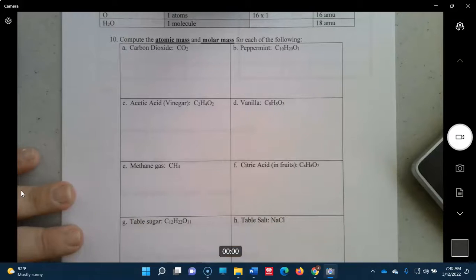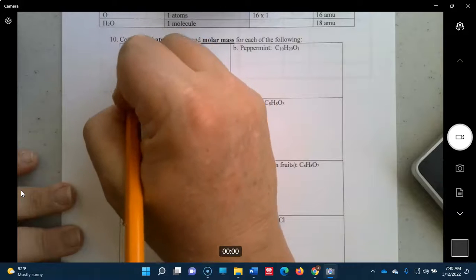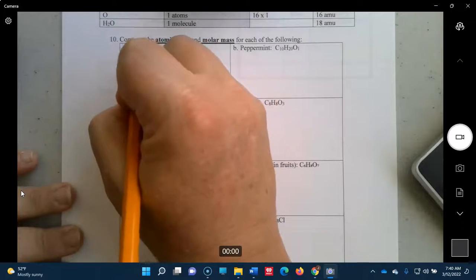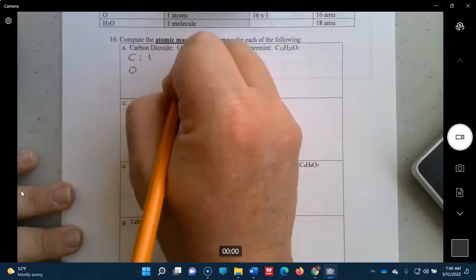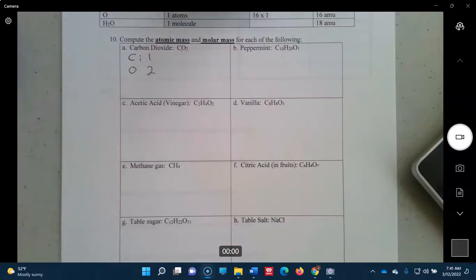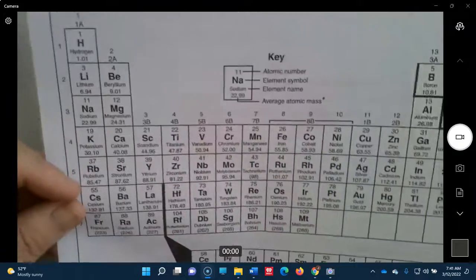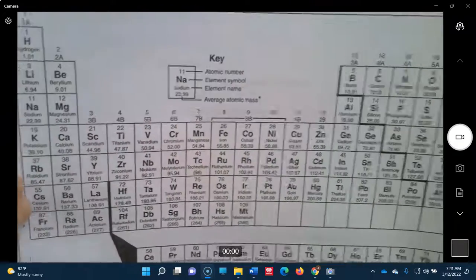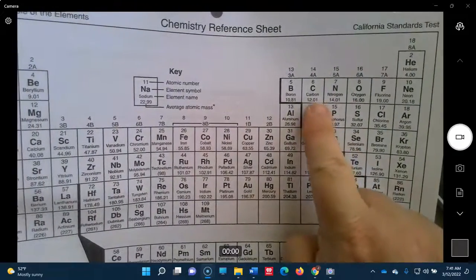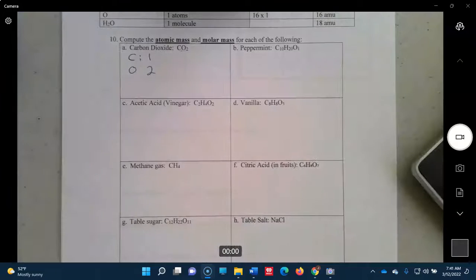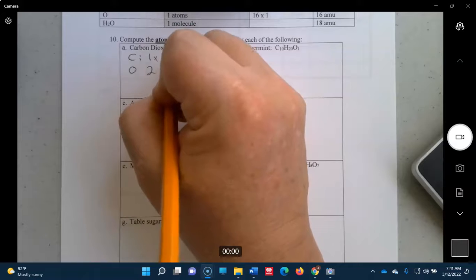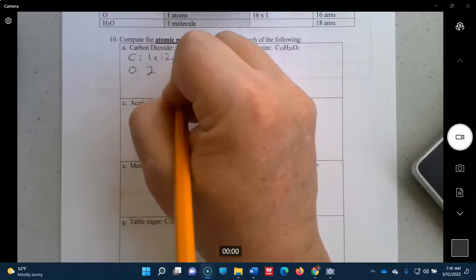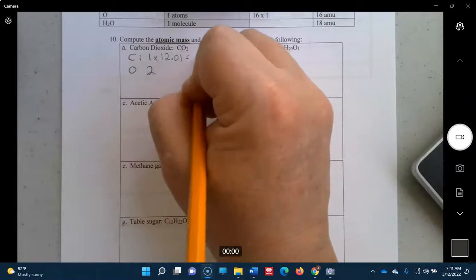The way you do this, just do it in a very organized fashion. You have carbon, oxygen, you have 1 carbon. If there's no subscript, it means there's 1. And you have 2 oxygen atoms. Okay, so now you bring in a periodic table. You have to have a periodic table. Again, pull one up if you're at home and don't have your packet with you. So carbon has an atomic mass of 12.01. So you're going to multiply 1 atom times 12.01 atomic mass units per atom, and that equals 12.01.